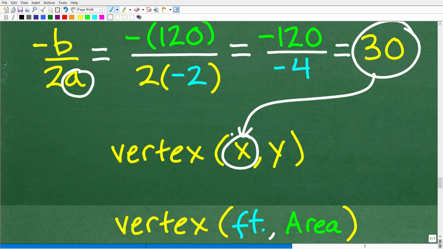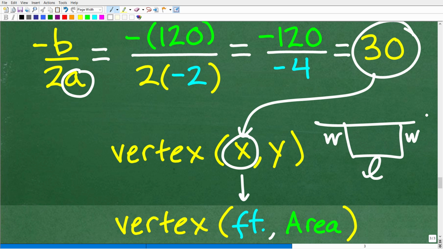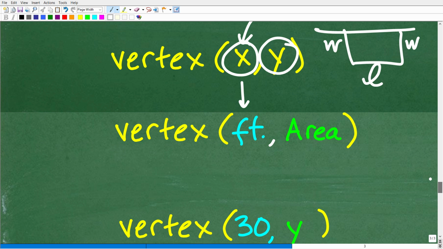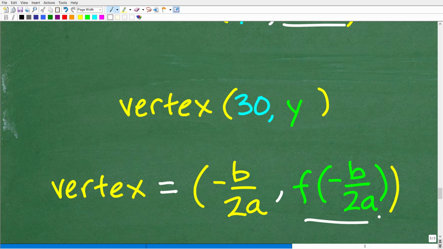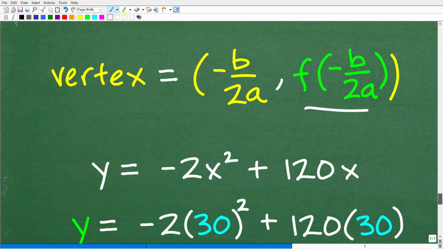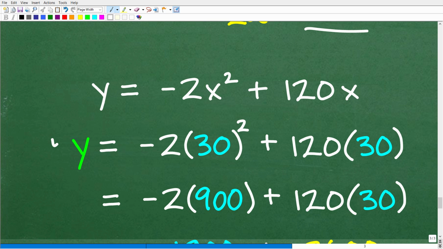Now remember, our x variable represents the feet, in terms of the dimension here for our width on our lovely rectangular plot. So we almost are done, but remember, the y component of our vertex represents the maximum area, because that is the question. So we still have to figure out the y, which of course is the answer to this problem. And to do that, we need to do this part of the formula, which is f of minus b over 2a. All that means is that we're going to take our x coordinate and plug it into the function. When we do that, we will get our y.